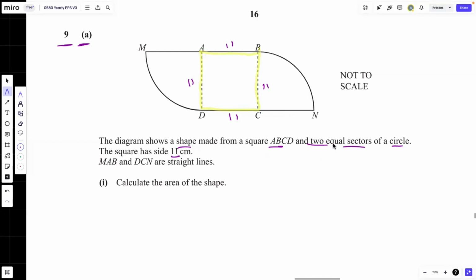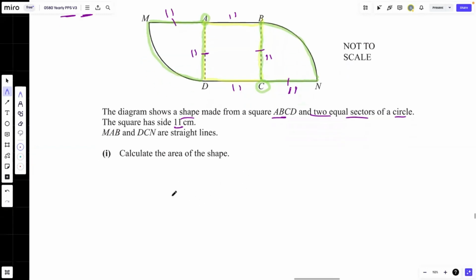And since we have 2 equal sectors, like pizza slices, you could say possibly. So this sector that we have here will have A as the center point. This sector will have C as the center point of the circle, which means that AD is the radius, so AM is also going to be 11, because AM is also a radius, and BC and BN are going to be the same. Since BC is 11, CN is going to be 11 as well, because it's again a radius of the circle. Because radius is center to circumference.